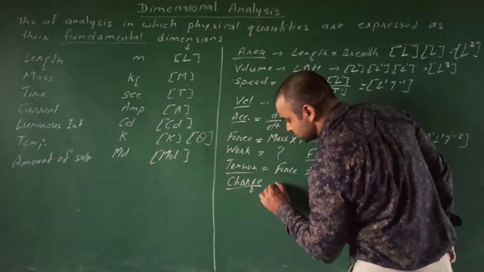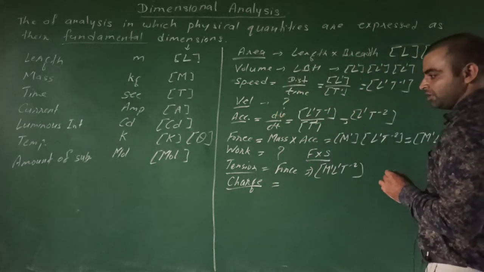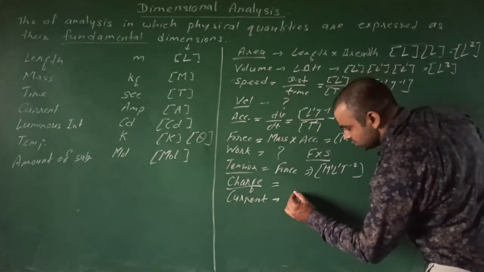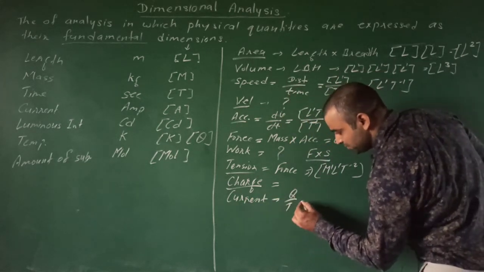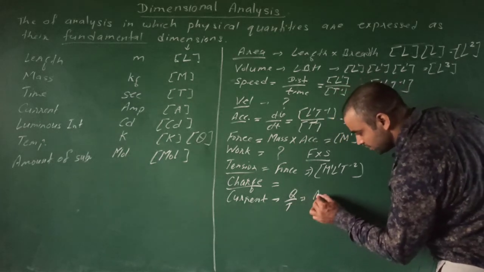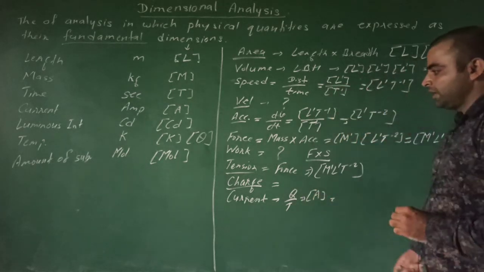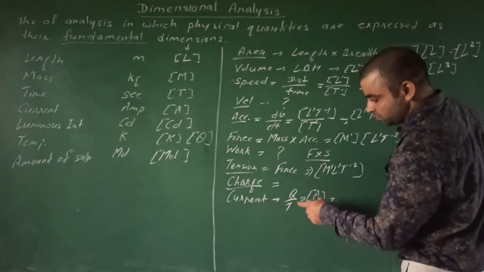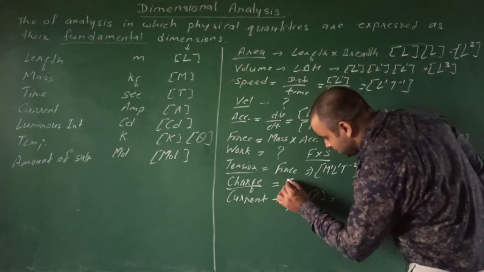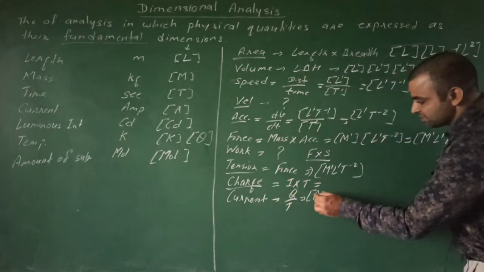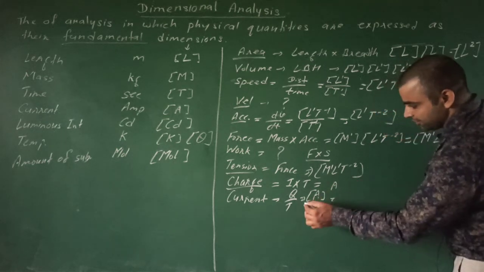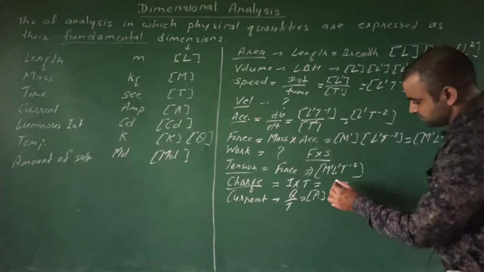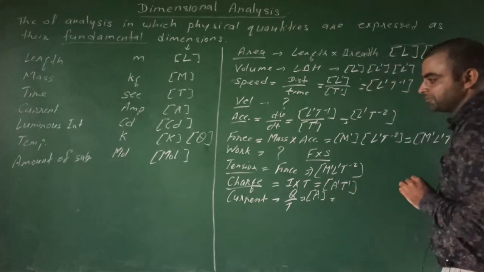Charge. What is charge? We know for current, charge flowing per unit time, that is A. And here we have to find Q. Q will be current into time. Dimension for current is A and for time is T. Is it clear? A1 T1.